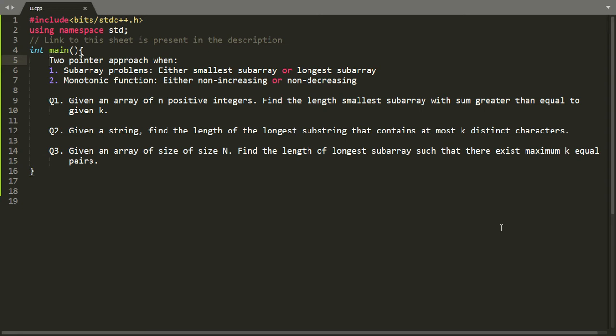It is also known by the name of variable size window sliding technique. It is a very beautiful technique with which we can reduce the time complexity of a certain variety of questions from big O of n square to big O of n.